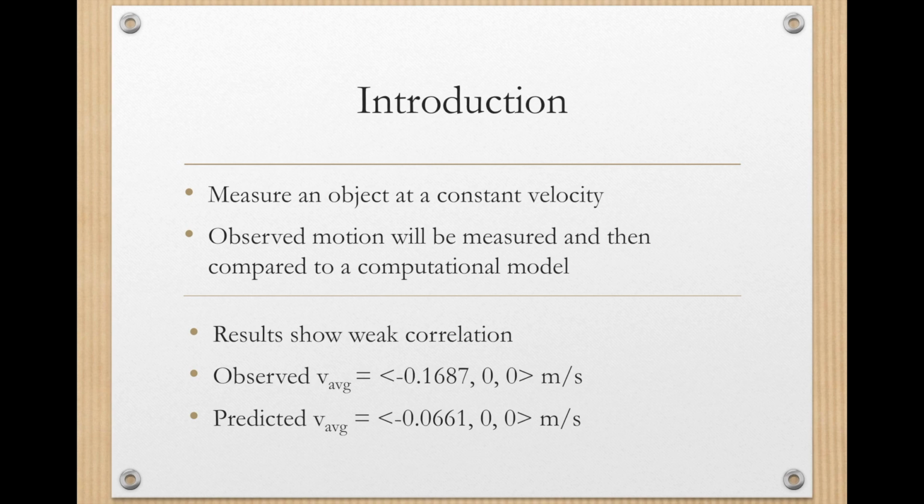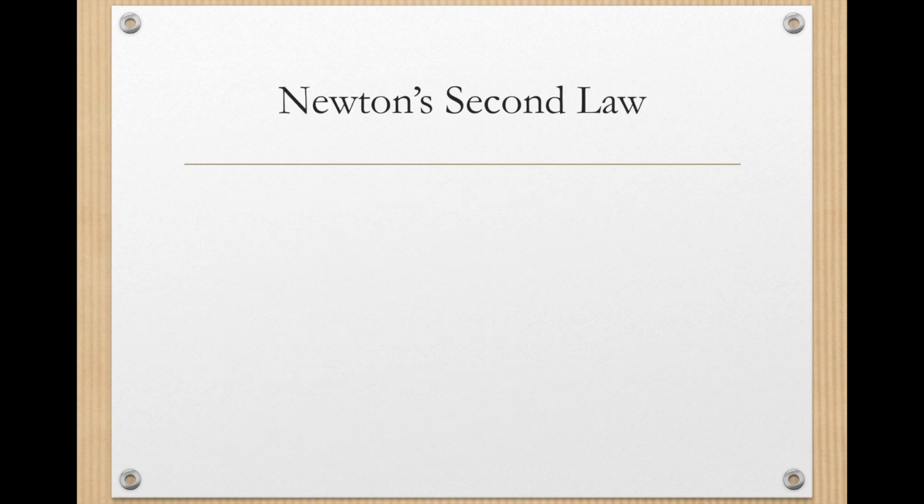The results show that there is a weak correlation between the predicted and observed measurements. The observed average velocity had an x component around negative 0.1687 meters per second, while the predicted average velocity had an x component of negative 0.0661 meters per second.